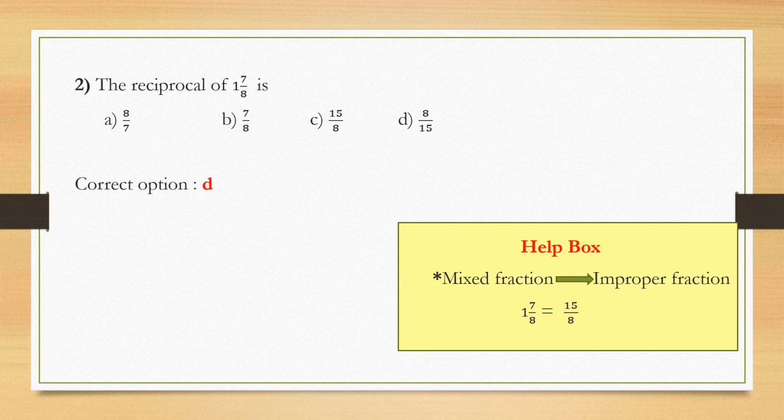As discussed before, any mixed fraction given to you to add or to convert, the first thing is to convert that mixed fraction into an improper fraction. So 1 whole 7 upon 8 becomes 15 upon 8. Now take the reciprocal of 15 upon 8. Choose from the options which have been given to you. I think the correct option is D, that is 8 upon 15. Let's proceed further.